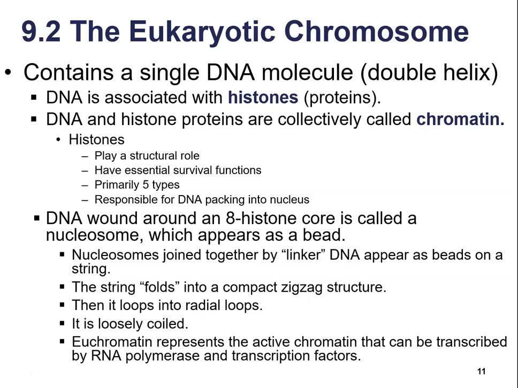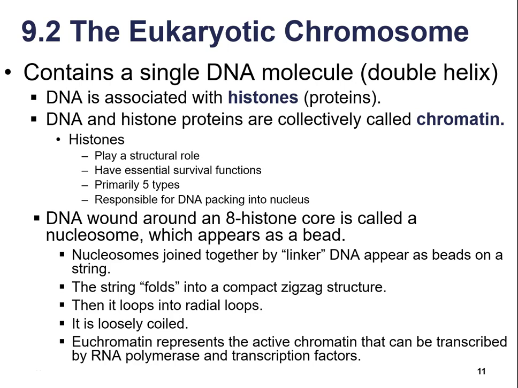Okay, so moving on to the next section, which particularly talks about the chromosomes, right? The eukaryotic chromosomes. We're talking about eukaryotes throughout until, like I said, at the end of the chapter, I'll talk a tiny bit about prokaryotic cell division. Okay, so it says here, the eukaryotic chromosome contains a single DNA molecule, right? A double helix. We talked about the structure of DNA a little bit, and we'll talk about it again when we get to chapter 12, but it's that double helix structure, right?